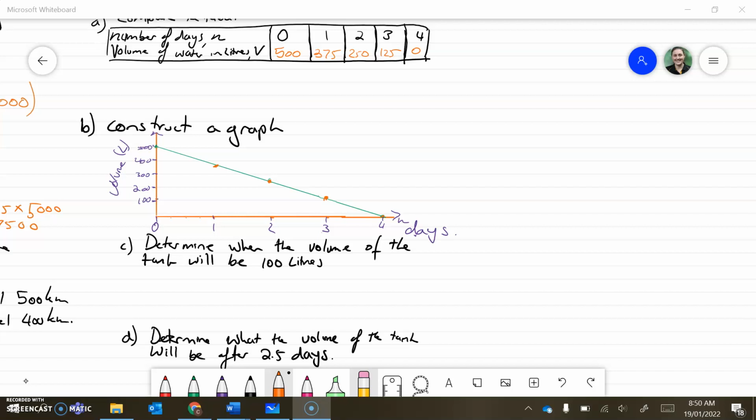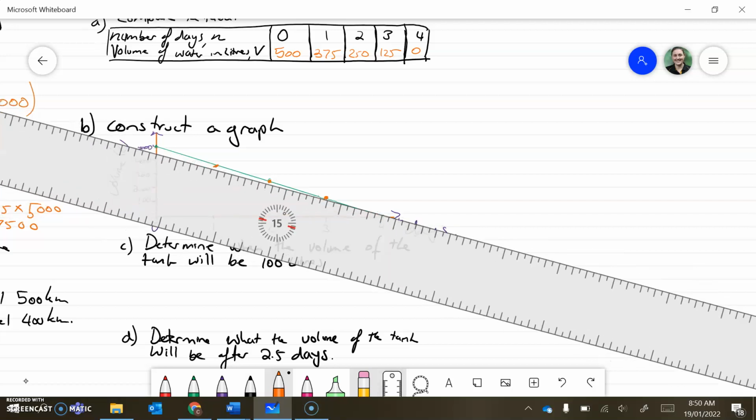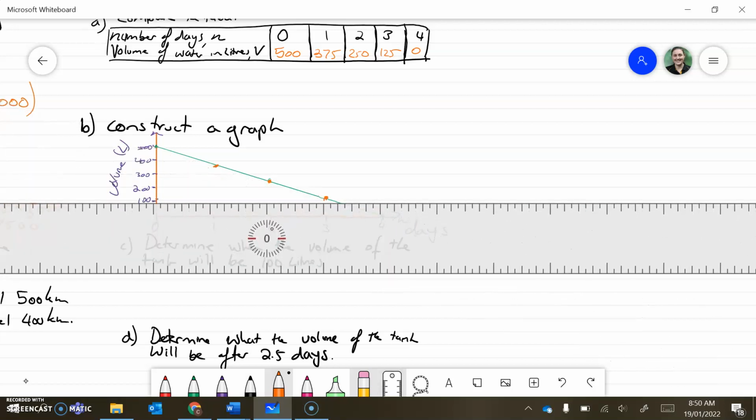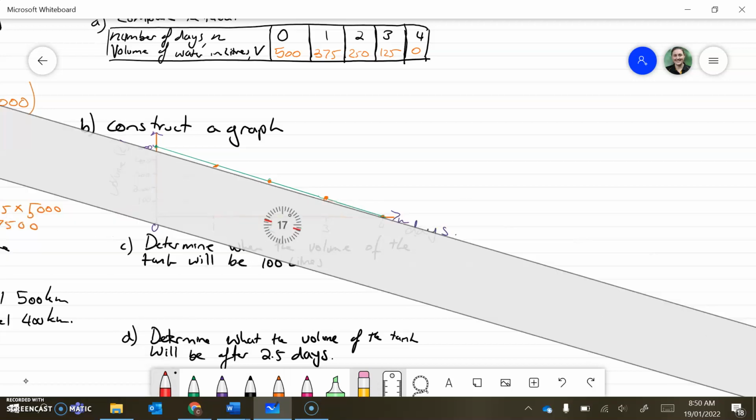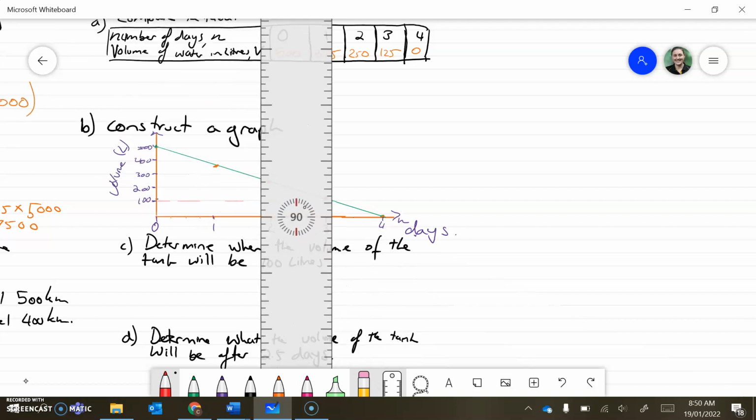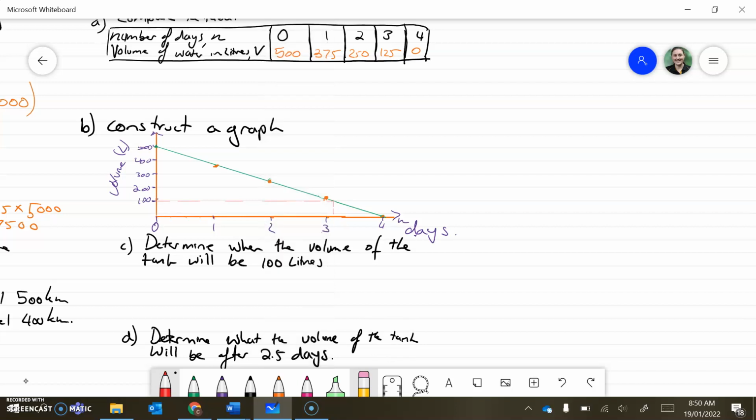We then want to know when is the volume going to be at 100 litres. So what we do for this is we get our ruler, and if you've scaled your axes right, we go from the 100 on the y-axis and you plot across until you hit that line, and then you go down until you hit the axis. So you can see it's going to be just after 3 days. So you might say it's approximately 3.2 days.